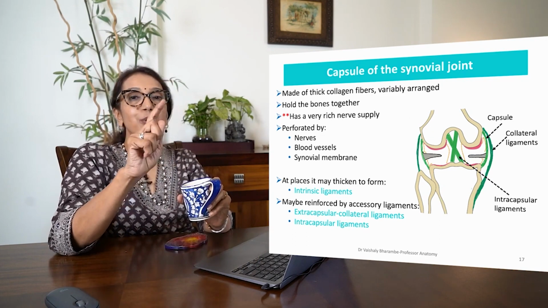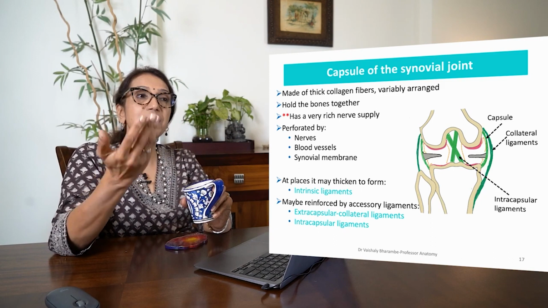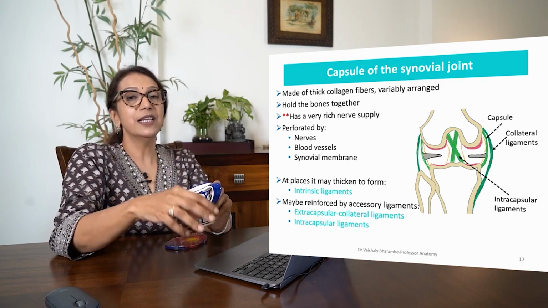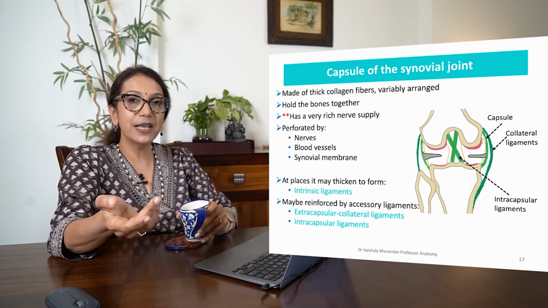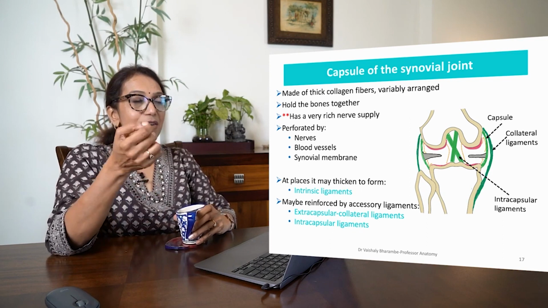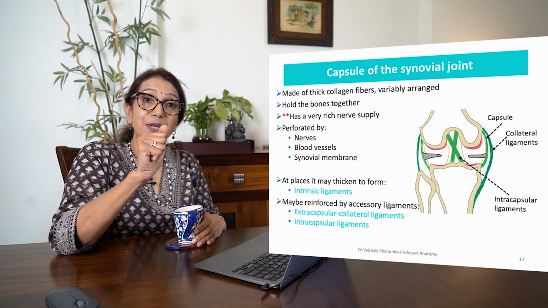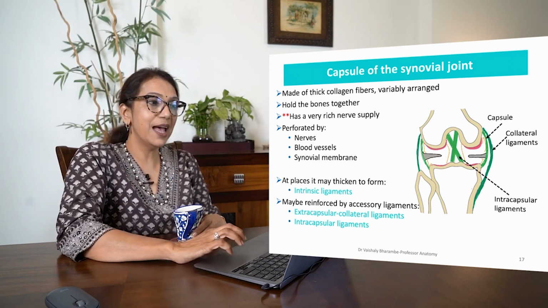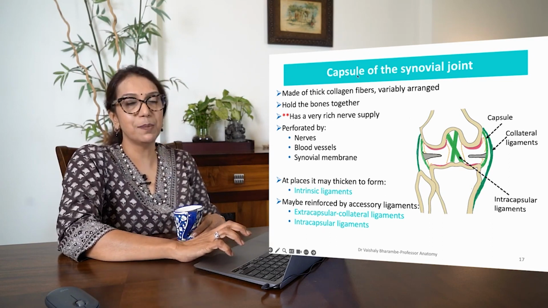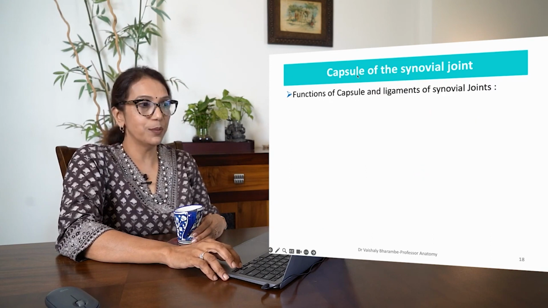Capsules hold the two bones together. They may be thickened to form intrinsic ligaments. They may be supported by additional ligaments. They have fibers in variable directions, but all of them are collagen fibers, strong fibers. And they have what is a very rich nerve supply. That's what we come to now.